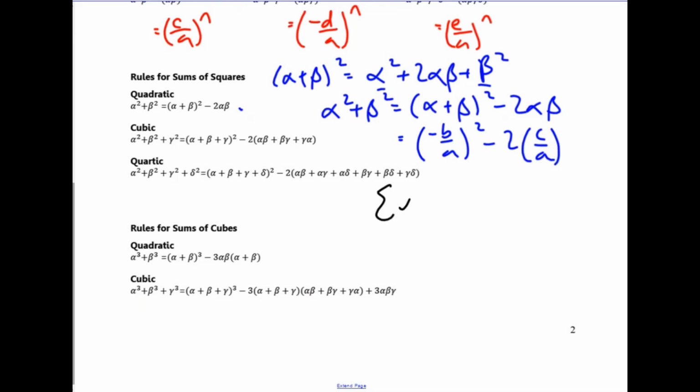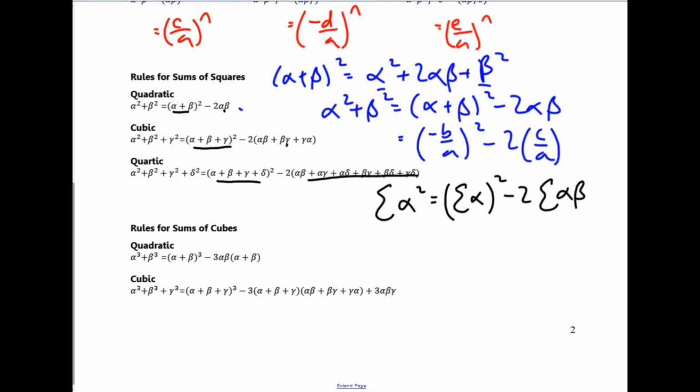So it turns out if you're doing the sum of the roots squared of a polynomial, that's equal to the sum of the roots, all squared. So this one, this one, this one, it's all the sum of the roots squared. Take away 2 times the sum of the product pairs. And again, the pairs there, product pairs there, product pairs there. And this thing that I've written in here, you can memorize this if you like, or at least learn how to derive it.